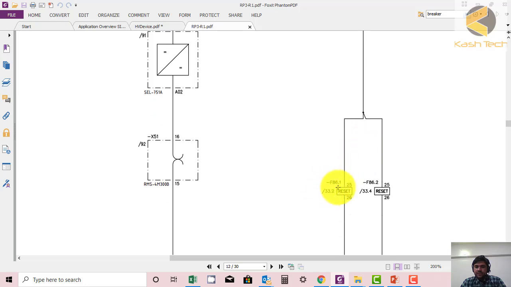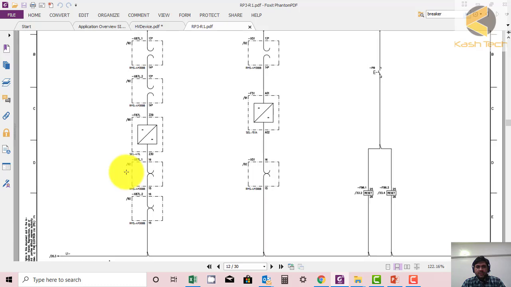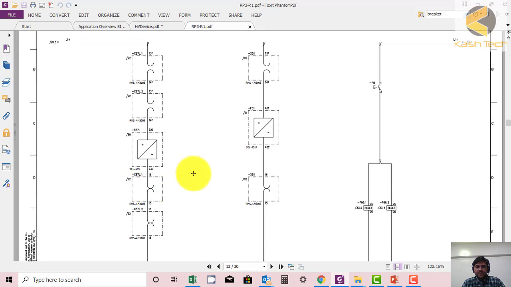F86, if you remember from the previous training, is a lockout relay. It will reset lockout 1. 86.1 is lockout 1, 86.2 is lockout 2. And what was the purpose of lockout? The purpose of lockout could be two, but the main purpose is when it operates, it will lock its position, and it will not reset automatically, and it will block the closing of the breaker. It will lock the breaker. We will further discuss in detail later.